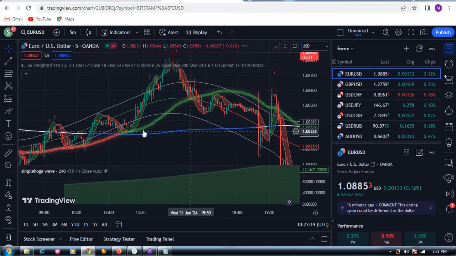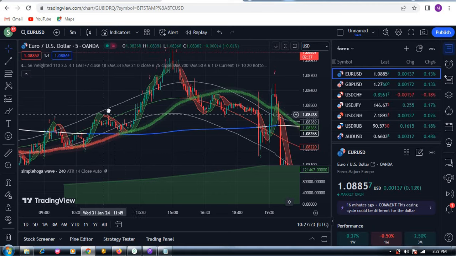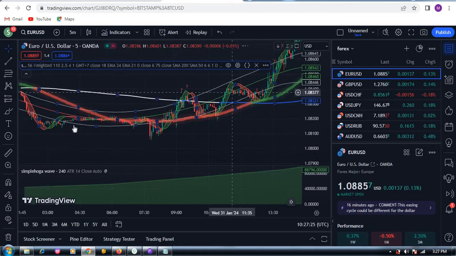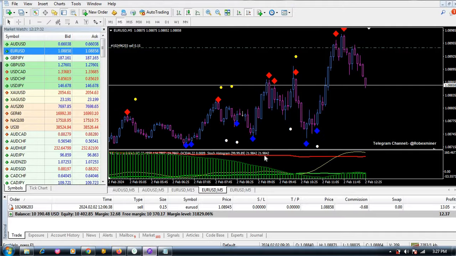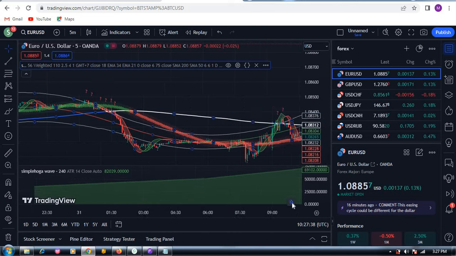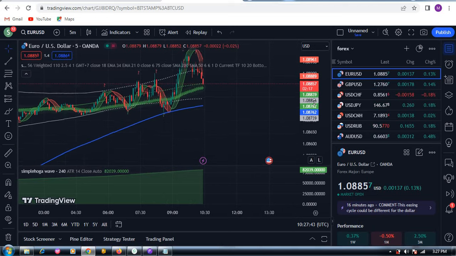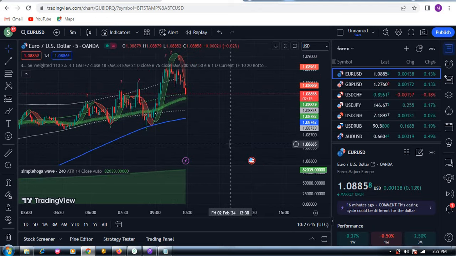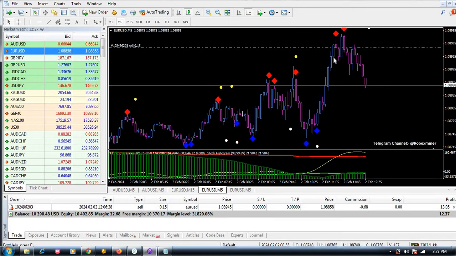And buy trade again, buy trade again, and all the buy trades are giving you huge profit. Buy trade again and you can see the results. Okay, and Euro USD, you can see the results of Euro USD. Okay, it's giving you amazing results. You can see this one and this one.